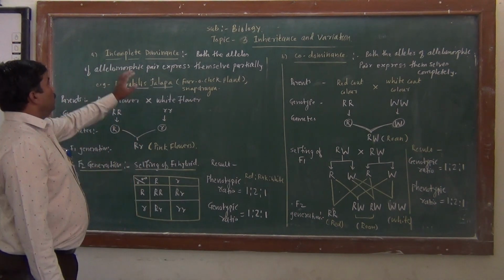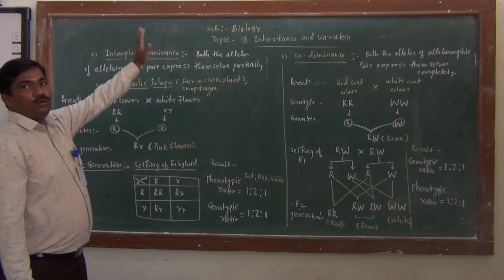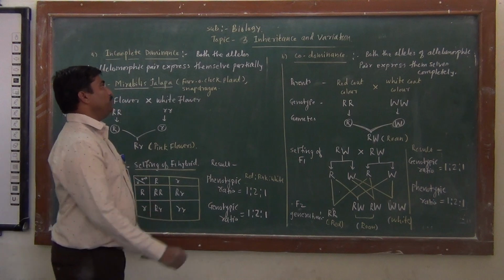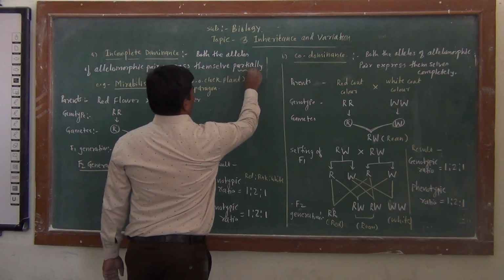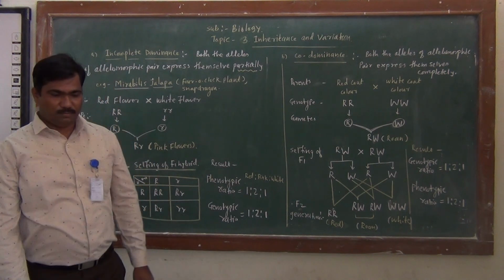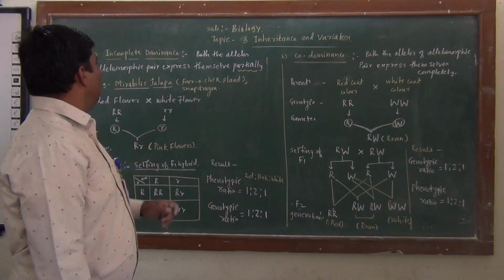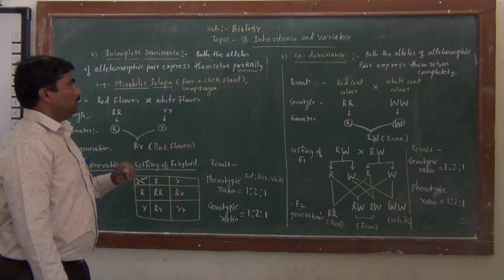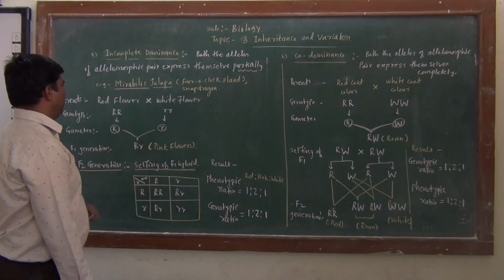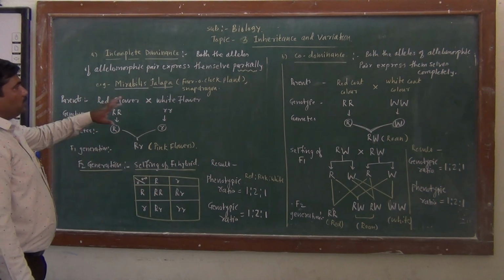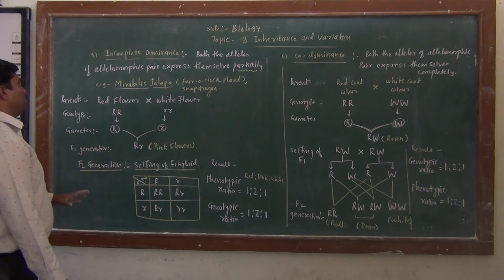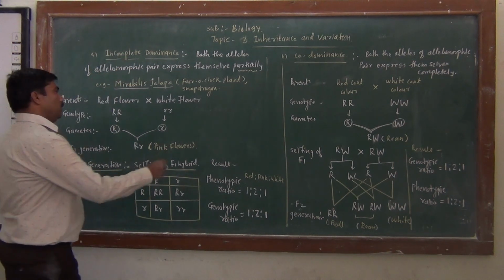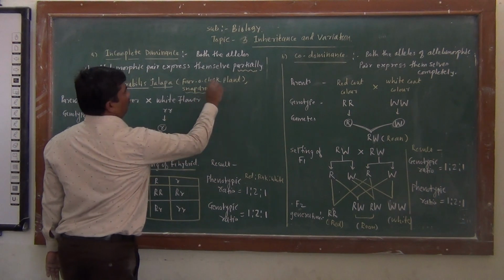See here, what is incomplete dominancy? Both the alleles of an allelomorphic pair express themselves partially. This term is a keyword. Both the alleles of allelomorphic pairs express themselves partially in F1 hybrid. For example, this condition occurs in Mirabilis jalapa, also known as the 4 o'clock plant, and another example is the snapdragon.